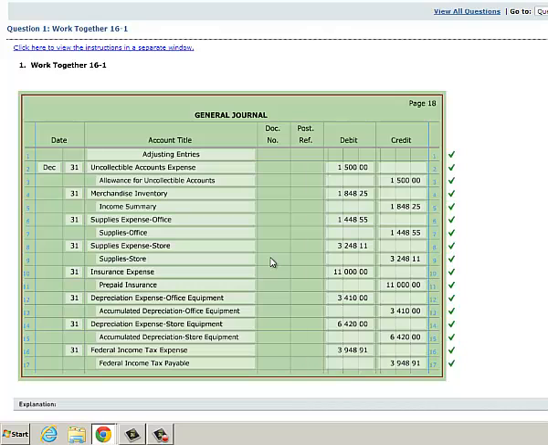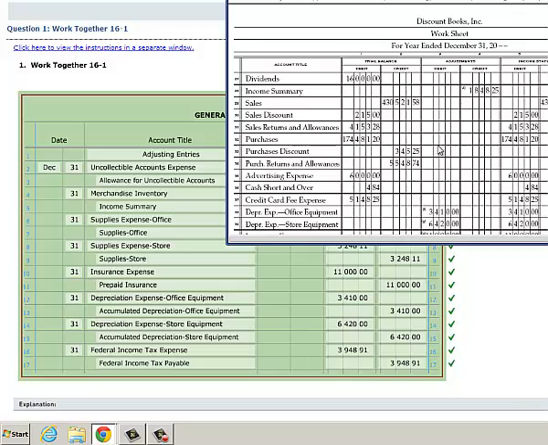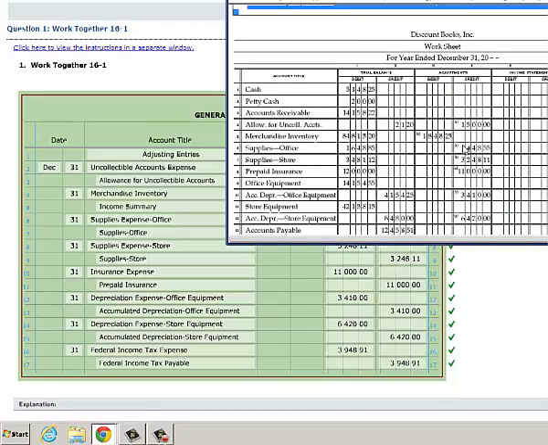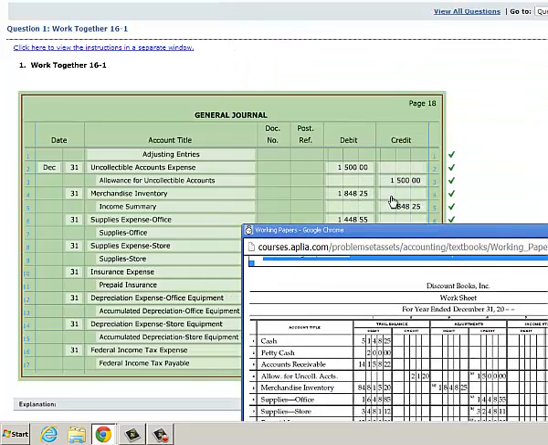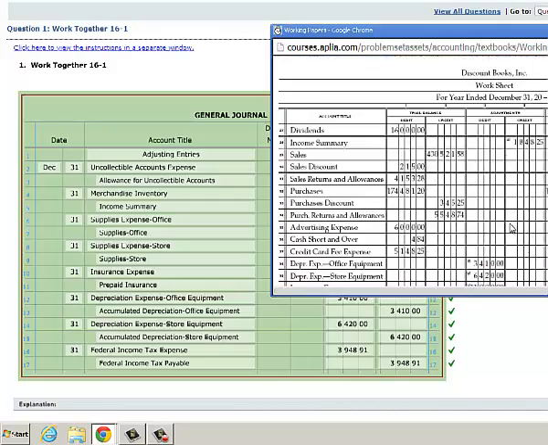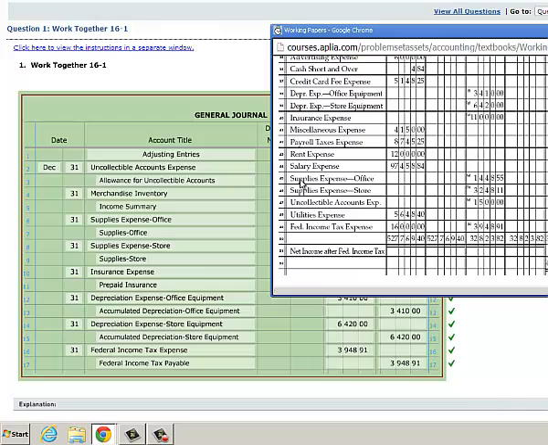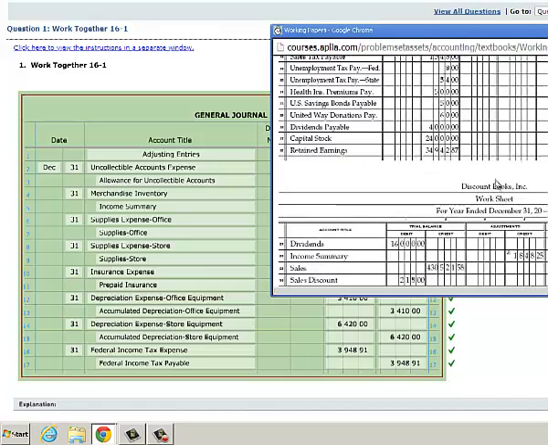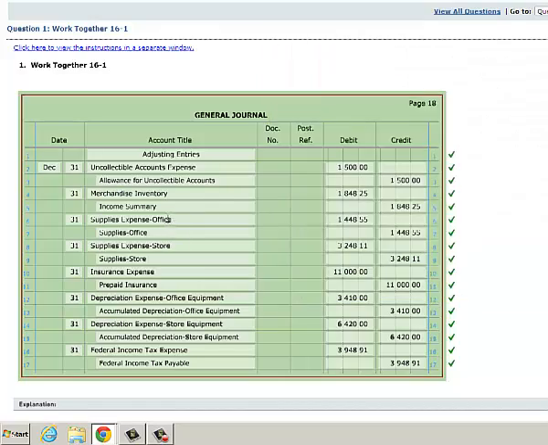So here we go. This is a listing of the answers, and I'll explain as it goes along. For income summary and merchandise inventory, I simply take this 1848.25 and plug that number into the two spots. I then continue down. For the third entry, oh look, right here, supplies office, it's a credit, so I find the debit that goes with it, supplies expense office. That comes first, and then supplies office comes second. So it would look like this, and you plug the number in.